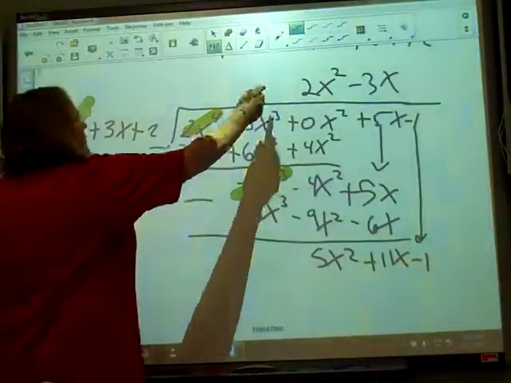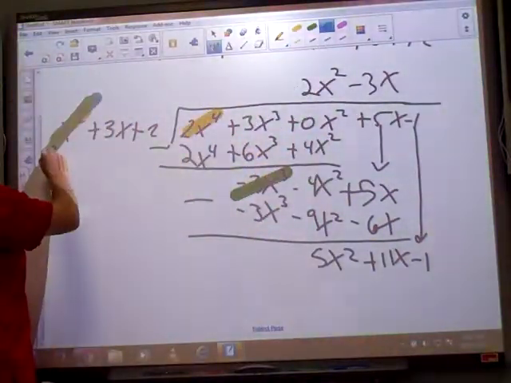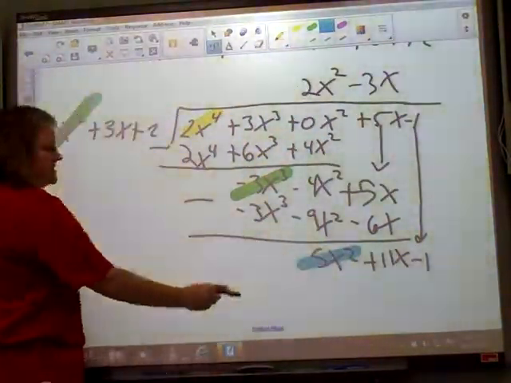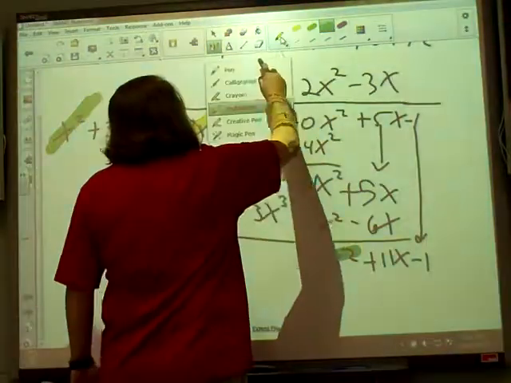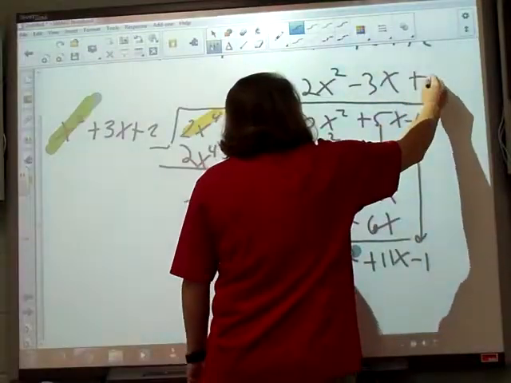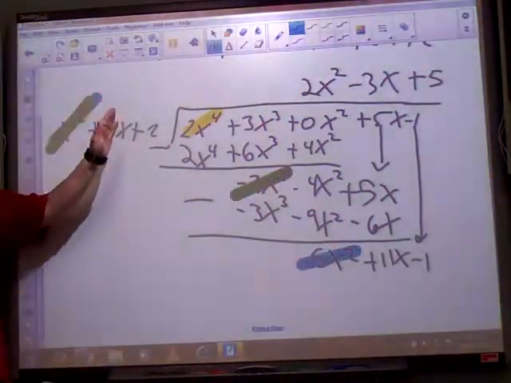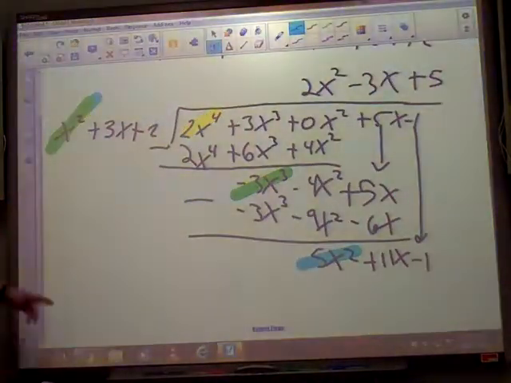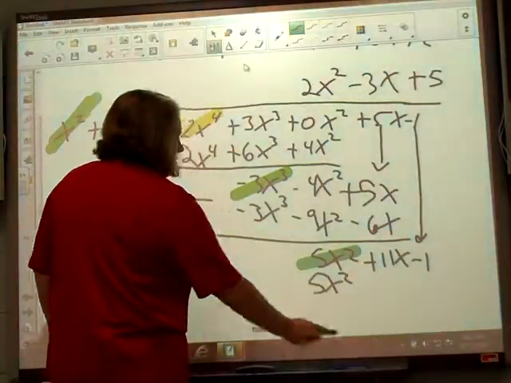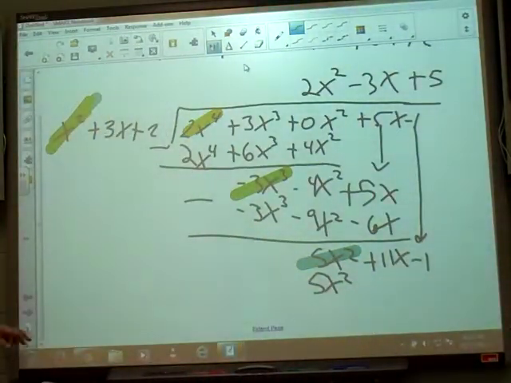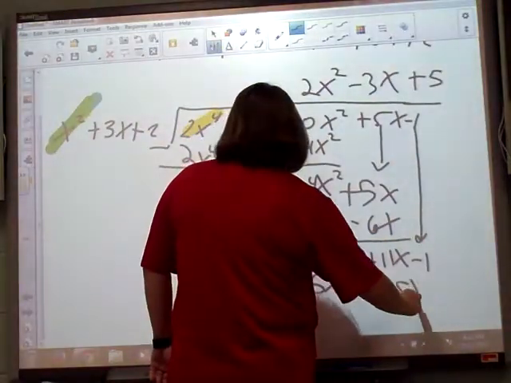Okay, so now we have to say, x squared times what gets us 5x squared? Just a 5. Very good. So we're going to put a 5 up on the top to distribute to all of that stuff. So we have to multiply all of these by 5. So 5 times x squared, 5 times 3x, and 5 times 2.